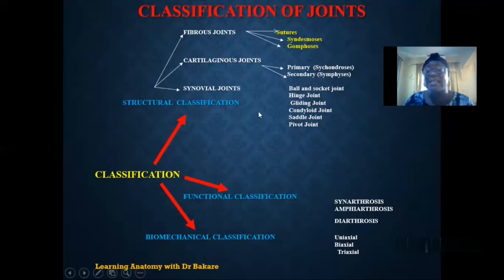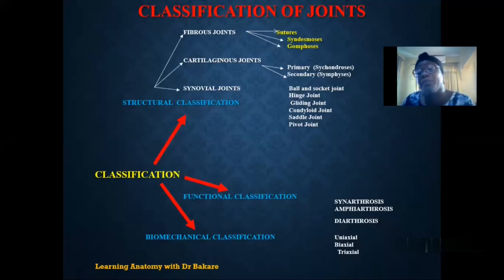The next class of structural classification for joints is the synovial type of joint. For a synovial joint, it means that this joint is seen with synovial apparatus, which includes the synovial membrane and the synovial fluid. So within the joint capsule, we have synovial apparatus embedded within it. And this is the morphology of the joint that is created within this type of joint.